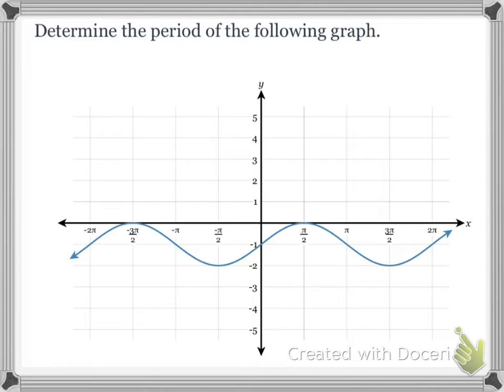Okay, now the period. Remember, period had to do with the length of your wave, okay? But one cycle. So our wavelength here goes on forever in both directions, but I need you to just focus on one cycle. Again, midline is such a big thing when it comes to graphing sine and cosines. So again, visualize, here's our midline, okay?